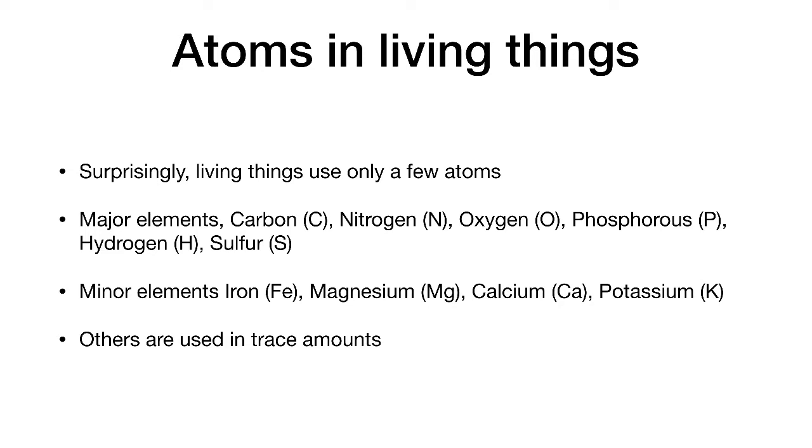If I take your body, remove all the water, and look at what atoms are left, I will find that carbon, nitrogen, oxygen, phosphorus, hydrogen, and sulfur account for 97% of your mass. If I then include iron, magnesium, calcium, and potassium, the number rises to 99%. Think about that. You are composed of only 10 different atoms. What about that last 1%? This contains various unusual elements that are used in very specific purposes in your body.